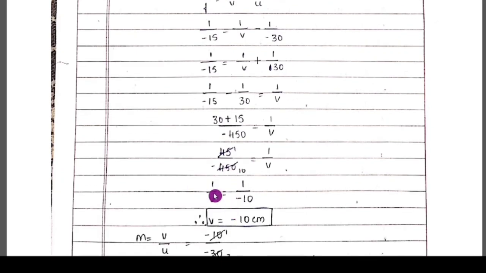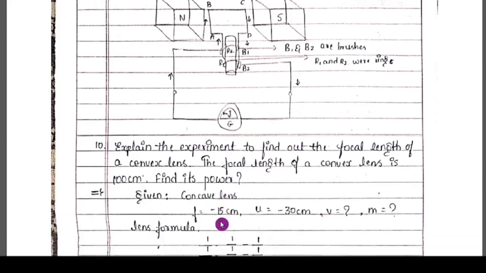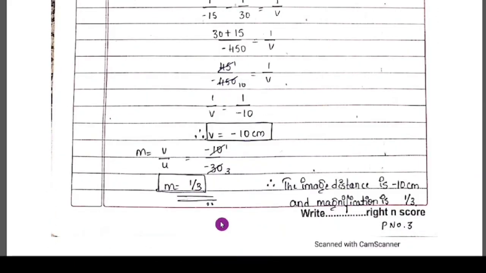So 1 over V is equal to 1 over minus 10. So V is equal to minus 10 centimeter. So we got the image distance, that is minus 10 centimeter.